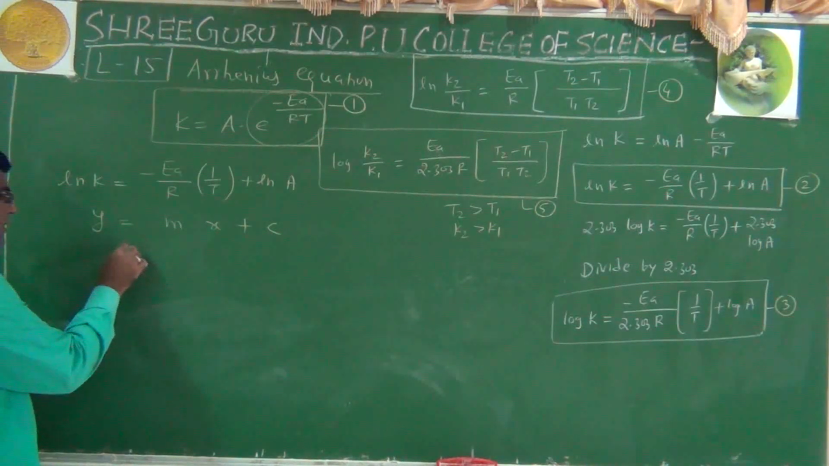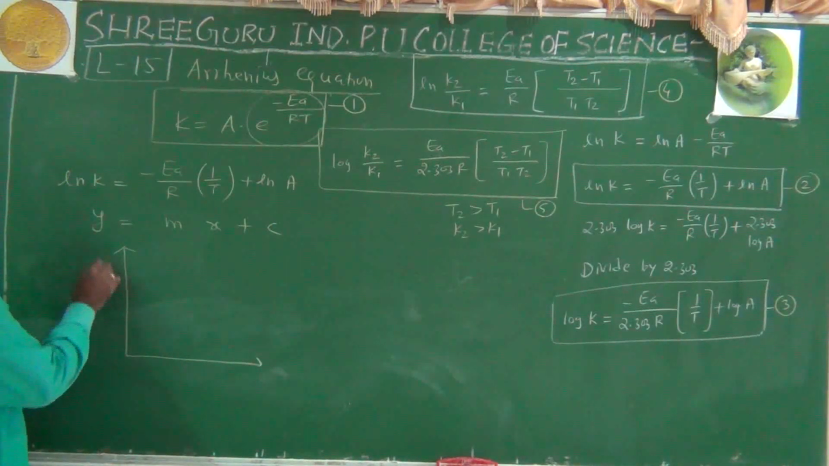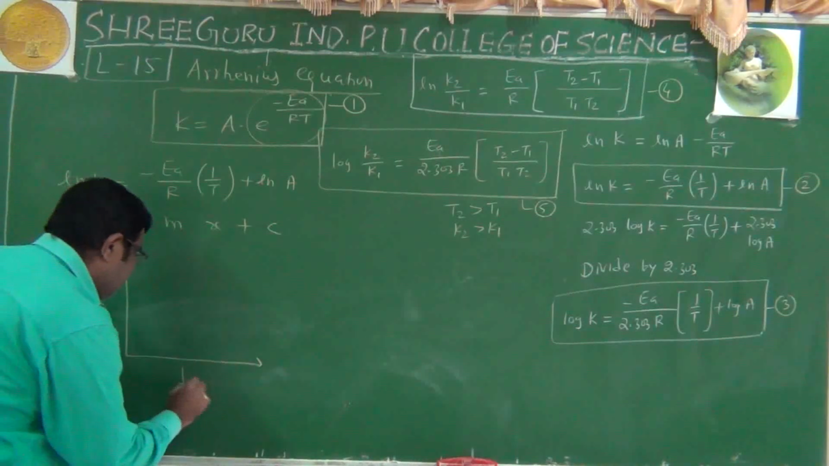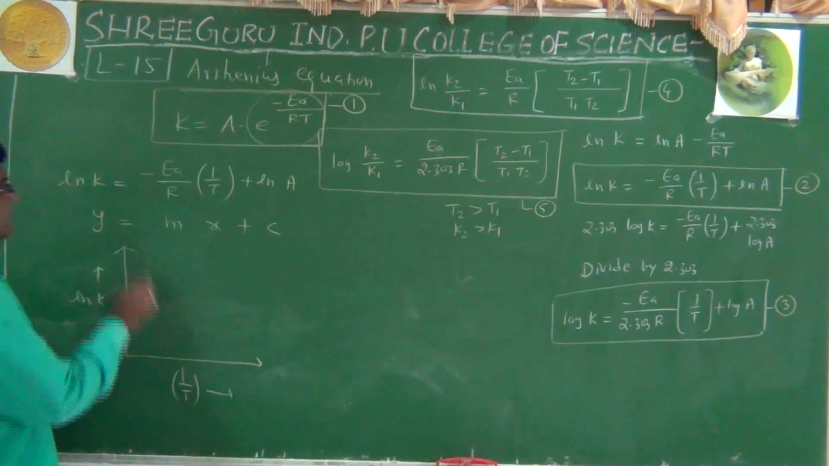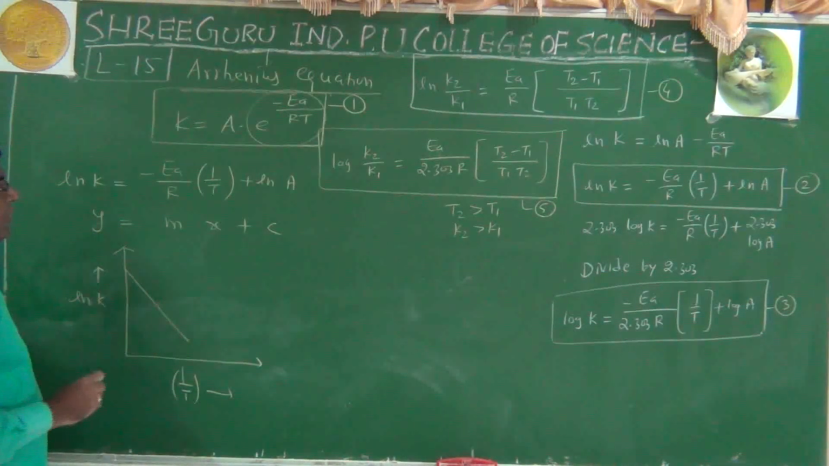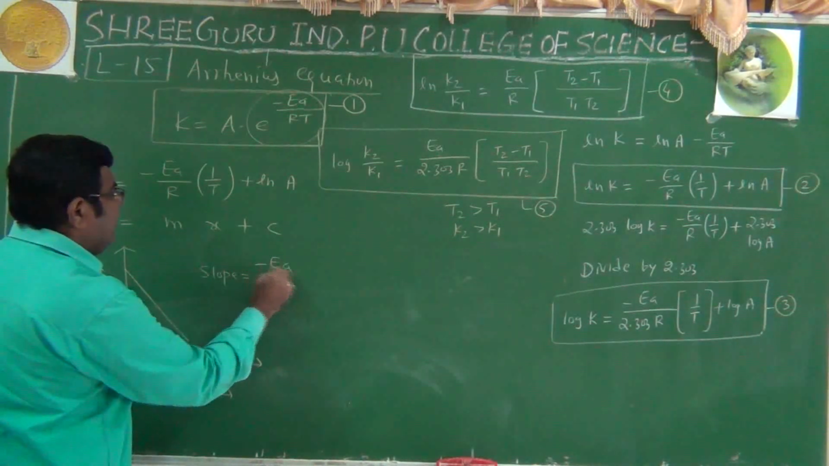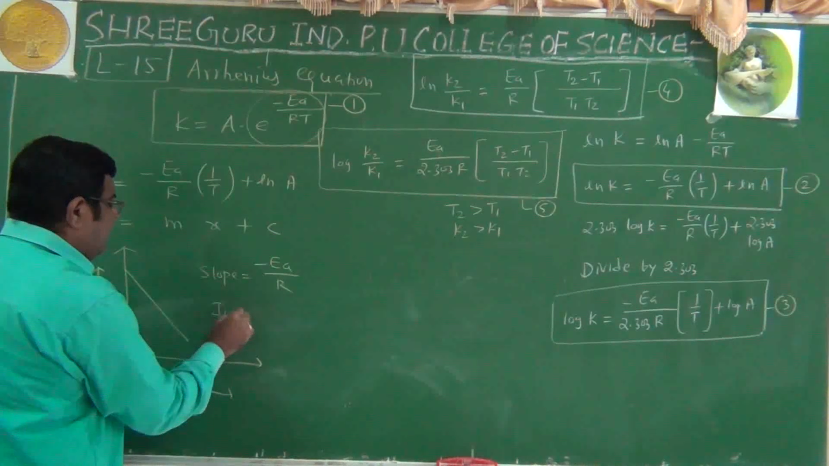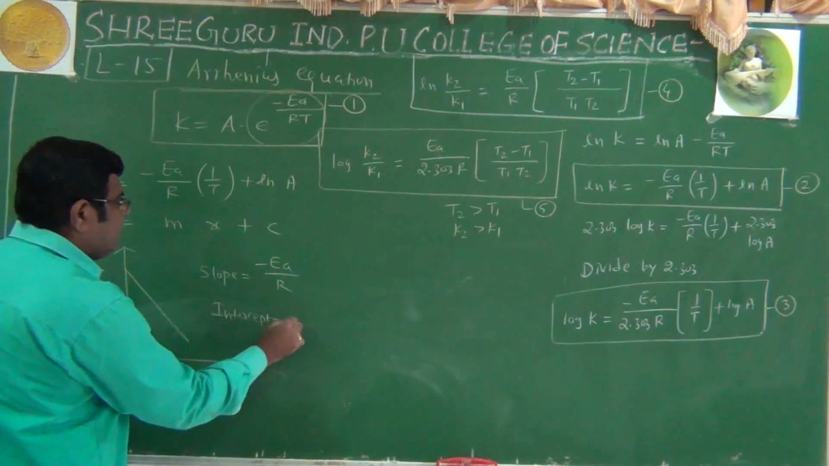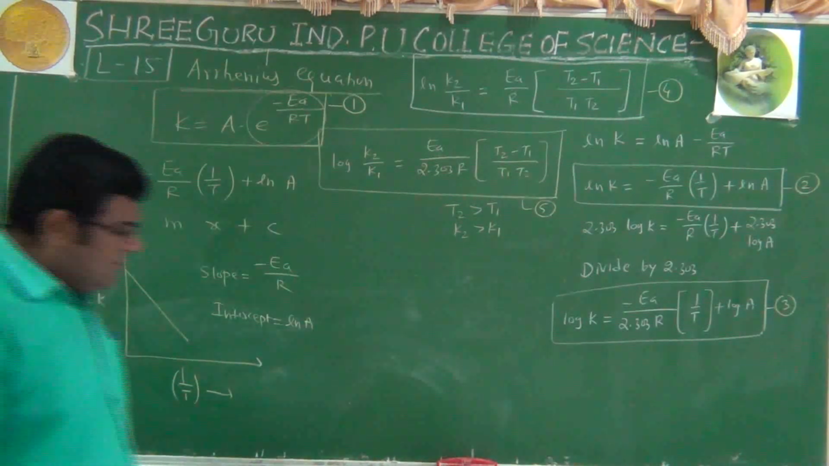So we can plot this graph. On the y-axis natural log of K, on the x-axis 1 by T, a straight line, negative slope, and that slope equals negative EA by R, and intercept equals natural log of A. So this equation, we can convert into graphical form, because it follows the straight line equation.